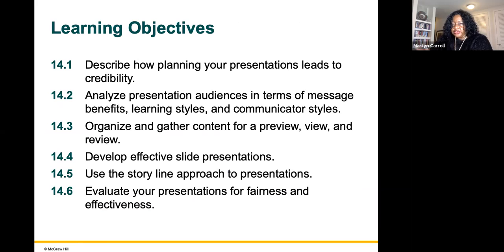This week we're going to describe how planning our presentation leads to credibility. We're going to analyze our presentation audience in terms of message benefits, learning styles, and communicator style. And this is a lot of what we do now, and from an education perspective as well. We're going to organize and gather content for a preview, view, and review. And we're going to develop effective slide presentations. We're going to use that storyline approach to our presentations. And then we're going to evaluate our presentations for fairness and effectiveness.